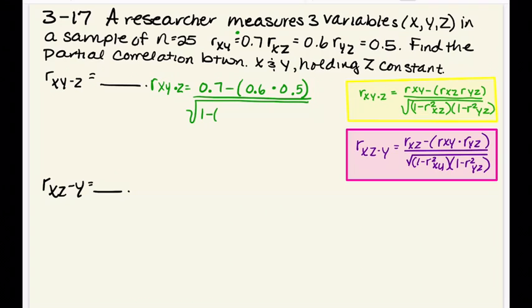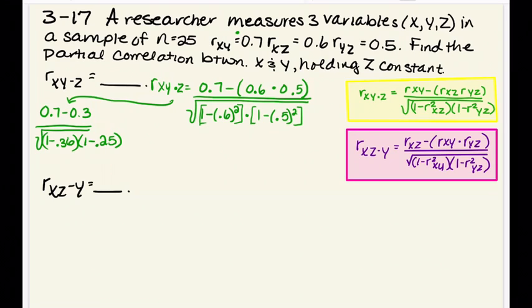So we'll square our correlation of x, z and subtract that value from 1. And we'll multiply that by our correlation for y, z squared subtracted from 1. We'll come up with a value of 0.833, which suggests a strong and positive correlation.